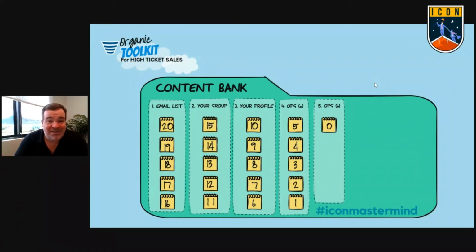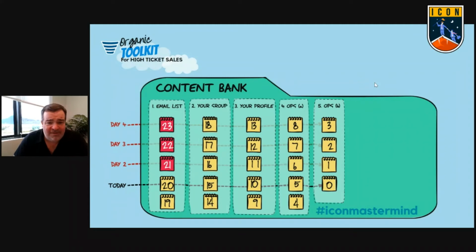Okay, so as you can see here, let's look at what we can do today. Once you've accumulated these 21 posts, you can post message number 20, broadcast that to your email list. And then message number 15, post that in your group. Message 10, post that on your profile. Message 5, post it in another group that you're in with your client avatar. And then message number 0, post that to a second other group. And if we move this down a bit, you can see today what we did.